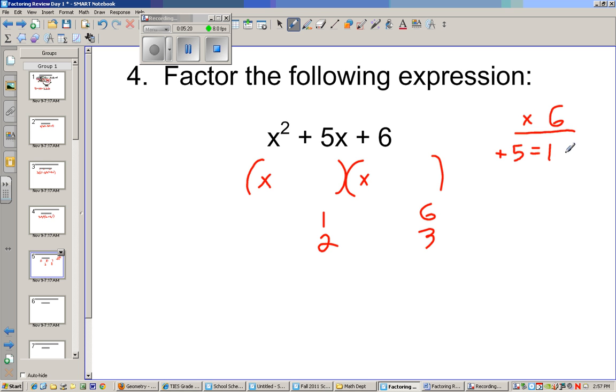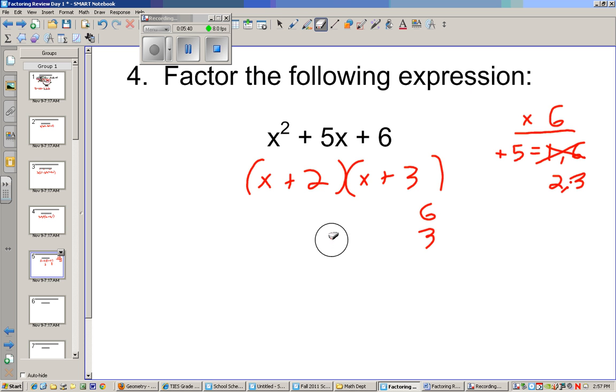So if I did 1 and 6, those do not add up to 5, so we can scratch them out. What about 2 and 3? Do those add up to get to 5? Yep. Do they multiply to get to 6? Yep. So that looks like it's going to work. x plus 2 times x plus 3.